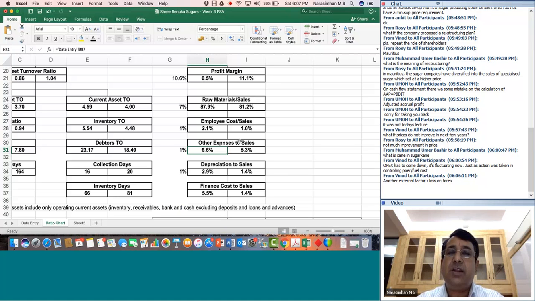This typically happens in many companies. The promoter invests a small amount of money to start a company, and then they borrow heavily, run the business for a few years, then go for a public issue. At that point in time, they issue shares at a premium of 50 rupees, 60 rupees. That's what this company has also done.